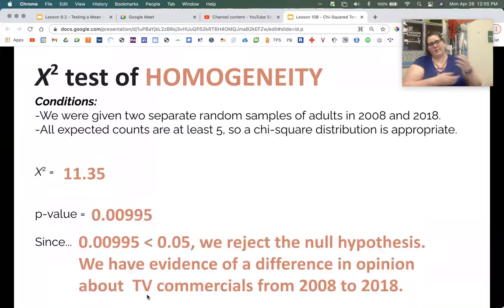We have evidence of our alternate, which basically said that there's a difference in opinion about TV commercials between 2008 and 2018, that the proportions of each type of opinion are different for 2008 and 2018. So that is how we do our test of homogeneity. Again, really what makes it this type of test is the way that we word it, that we're talking about a difference as opposed to talking about independence. So that is our test of homogeneity.